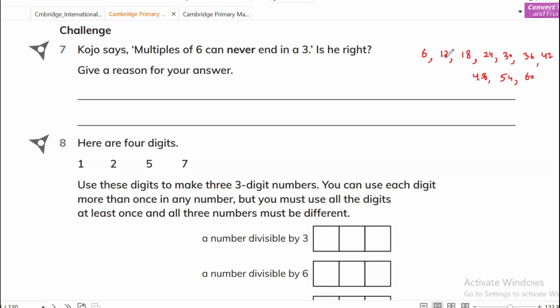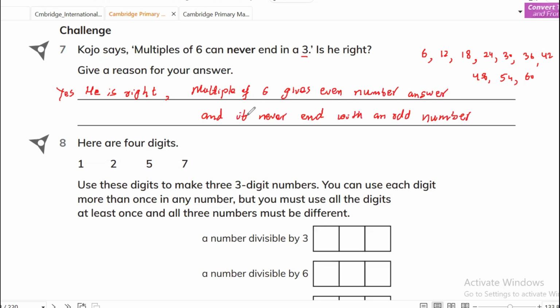Did you notice the end point, or the unit place, when it ends, the multiple of 6 ends with 2, 8, 4, 0, 6, 2, all are even numbers, yes? And he says it can never end in a 3, so it means he's correct. Any number which is a multiple of 6 ends with an even number, okay? It never ends in 3. 3 is an odd number, so yes, he's right. You can say that the answer is an even number whatever you multiply with 6. So I hope it is clear.